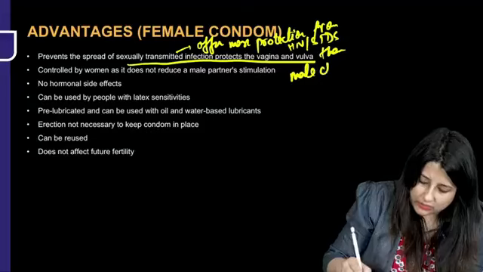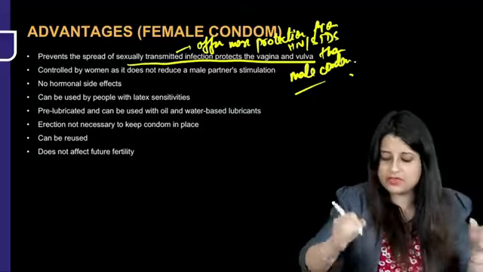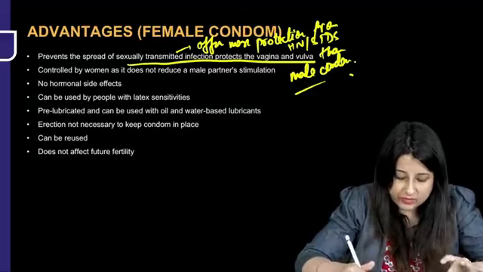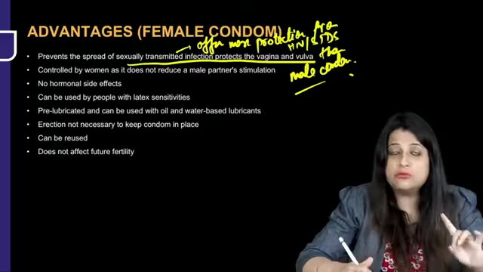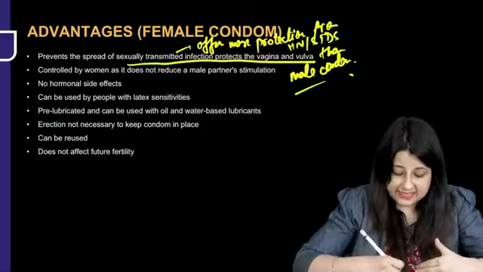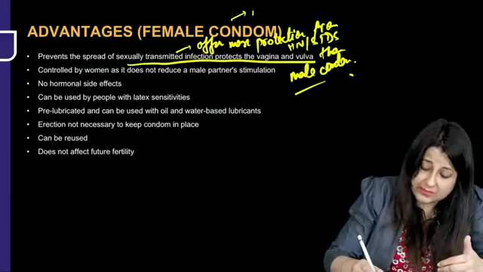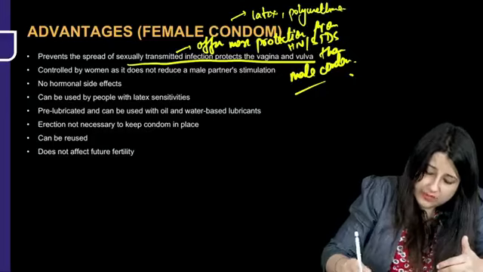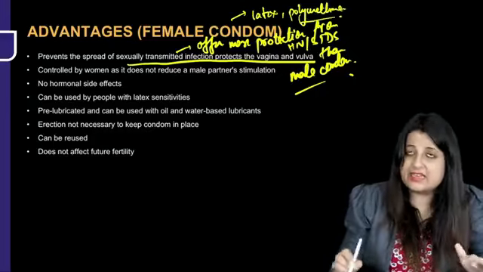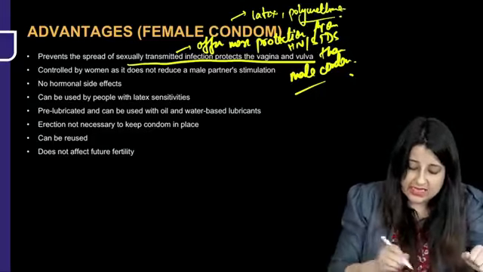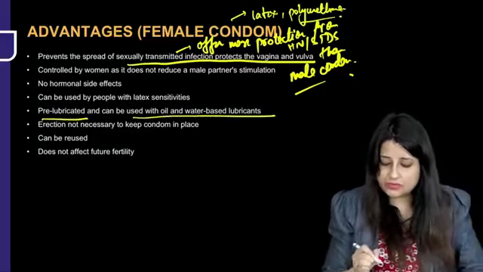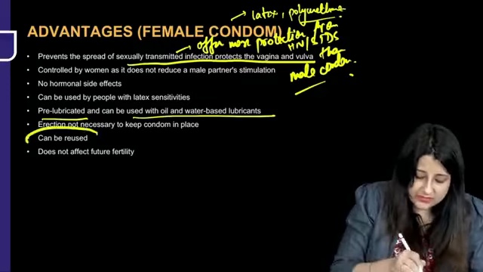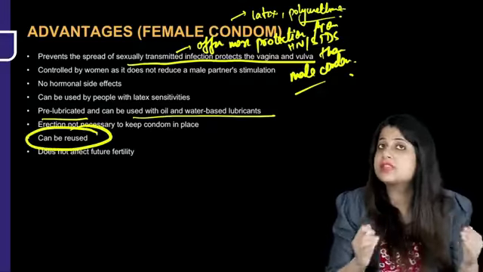Remember this one word also: it offers more protection from HIV, STDs than male condoms. Controlled by women as it does not require male partner stimulation, no hormonal side effects. Now, male condoms are made up of latex. Female condoms can be made up of latex, and can also be made up of polyurethane. So any woman who is allergic to latex can use the other type. It's pre-lubricated and can be used with oil and water-based lubricants. Erection not necessary to keep the condom in place. This is very important: it can be reused. Male condoms cannot be reused.